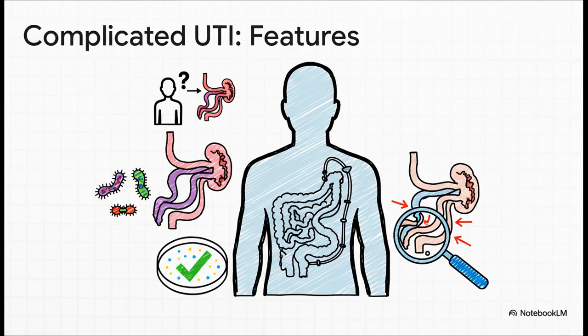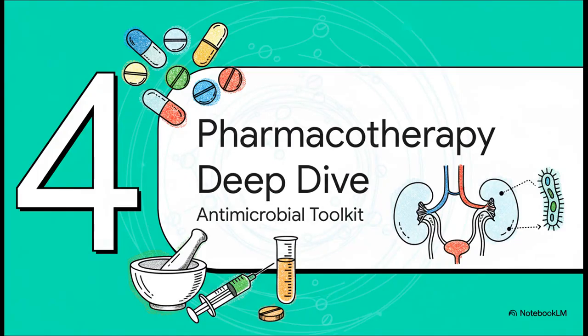Now, let's be really clear about what a complicated UTI is. It's not about how bad the symptoms are. It's about the patient. Do they have a catheter, a kidney stone, some other structural issue? Or are they male? And that's a key takeaway for your exam. Any UTI in a man is automatically considered complicated. This means we have to think about a wider range of bacteria, and it means a urine culture before you start treatment is non-negotiable. All right, time for a deep dive into pharmacotherapy.